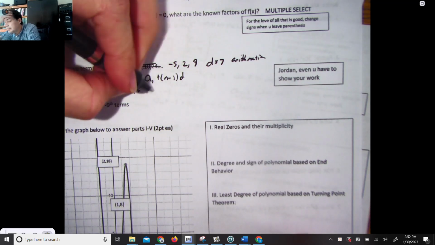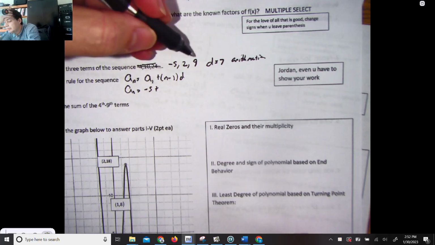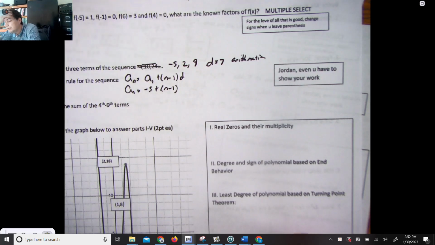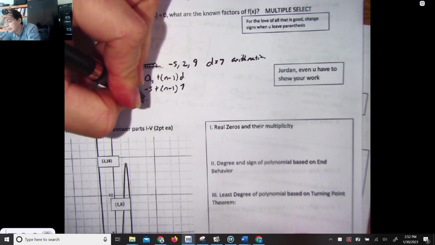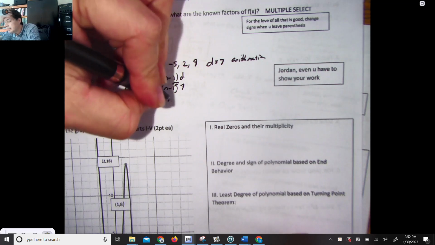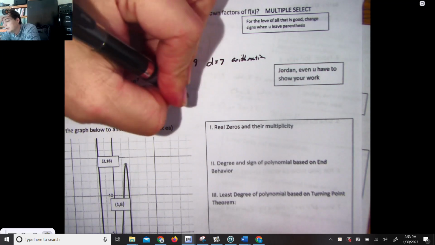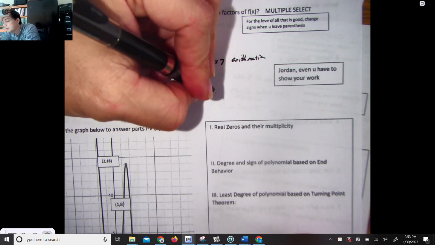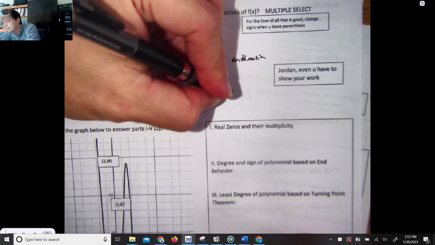The first term in my sequence is -5. N minus 1 difference is 7. Put it together. a sub n is -5 plus, invoke your distributive property, 7n minus 7. The nth term is 7n minus 12.